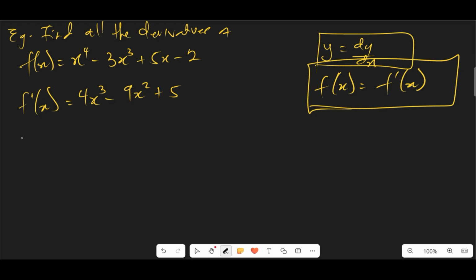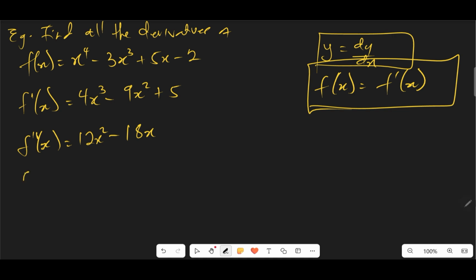That's the first derivative. So the second derivative will be f double prime of x. So if I differentiate again, if I differentiate 4x cubed, I'm going to get 12x squared. If I differentiate minus 9x squared, I'm going to get minus 18x. Then if I differentiate 5, I'm going to get 0, so I will not bring it again. Is that okay? We are still not done.